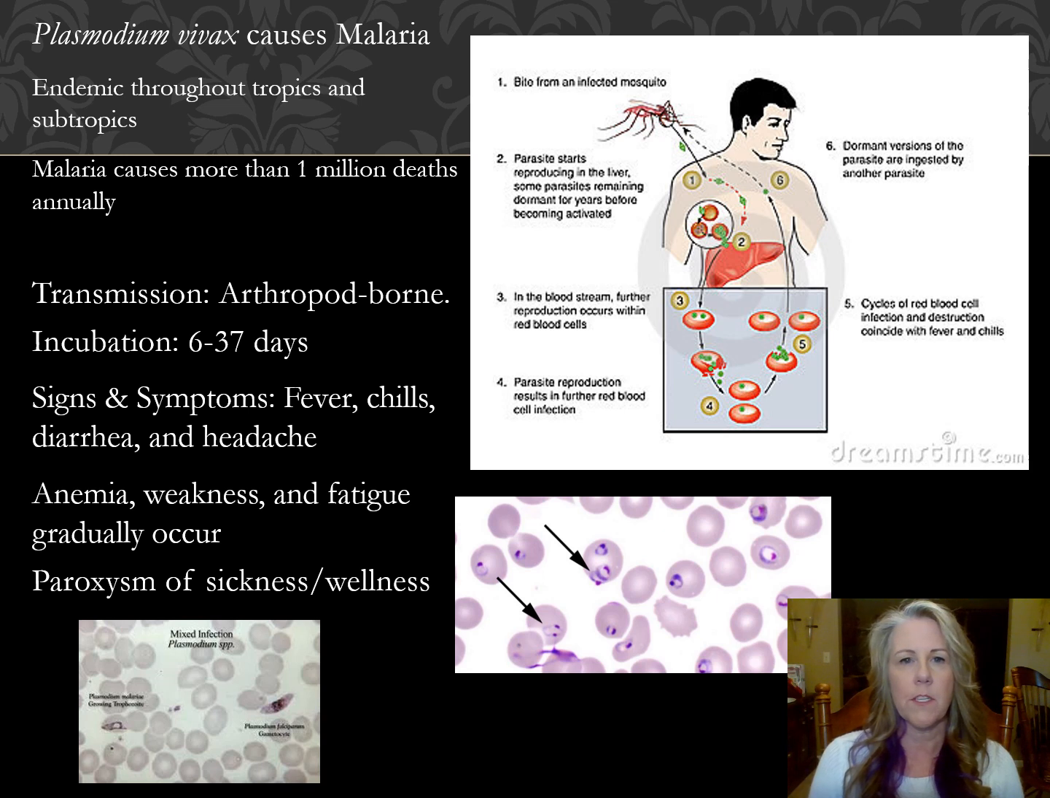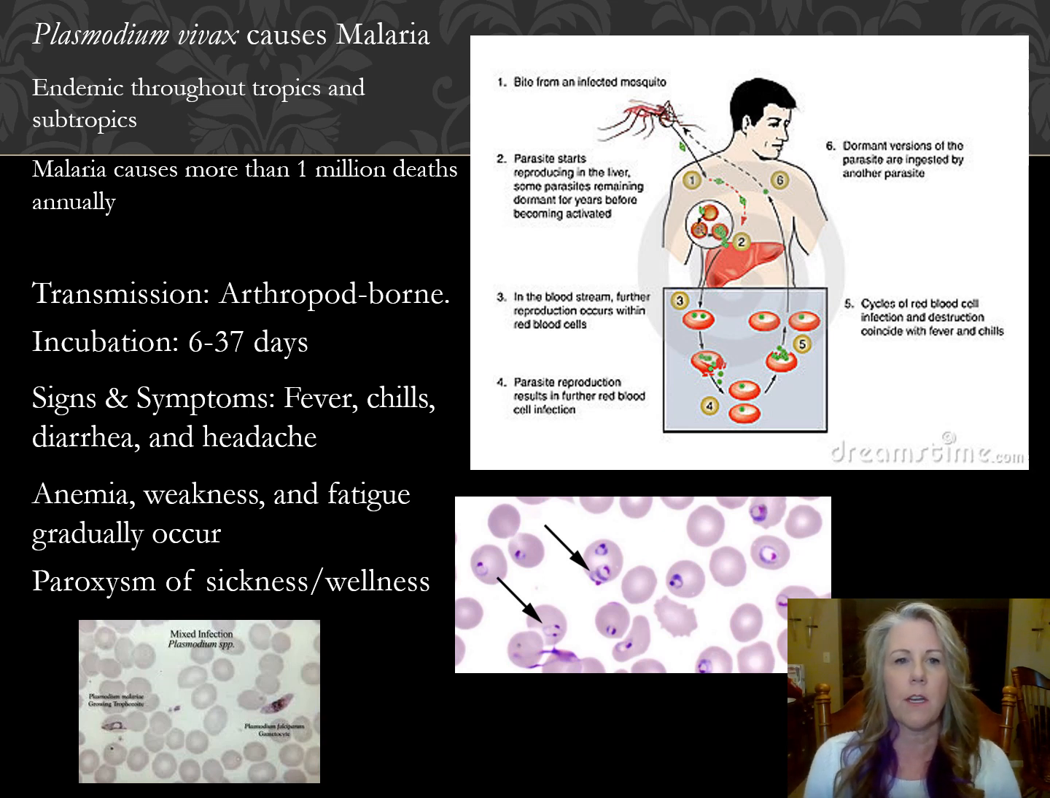Okay, the first one we want to discuss is Plasmodium. So Plasmodium vivax, which causes malaria. Actually, there are 5 different species of Plasmodium that can lead to malaria. I'm just giving you one example, Plasmodium vivax. It is endemic throughout the tropics and subtropics. Malaria causes more than 1 million deaths annually throughout the world. We don't often hear about malaria here in Missouri, but it is a worldwide concern.